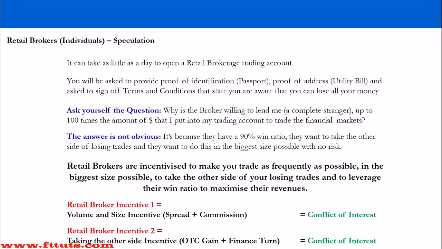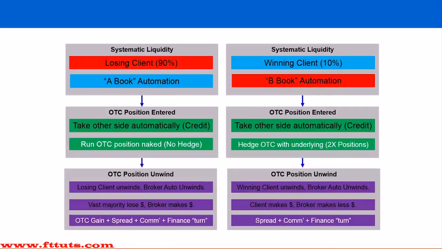They want you to trade in the biggest size possible, because if you trade $200,000 in and out every day, instead of a few $1,000s, they get paid 100 times more on the spread of the Forex pair. So you can see how all of these conflicts of interest come together. We've got the very obvious one, the volume and size incentive, which is the spread. And we've got the not so obvious one, which is the OTC and financing turn gains that they make the bigger and more frequently you trade. So this is how it actually works in practice. Let me show you how it works behind the scenes.